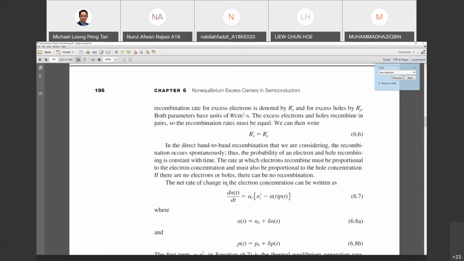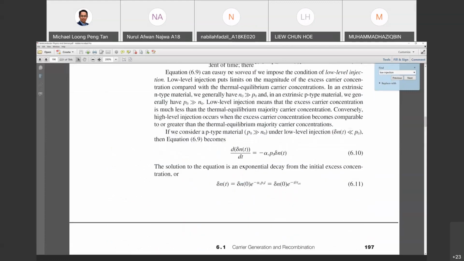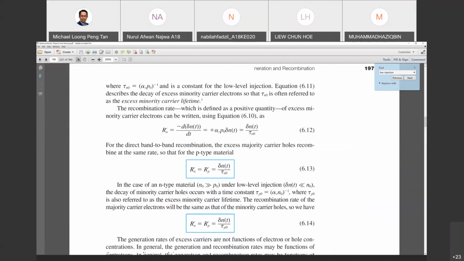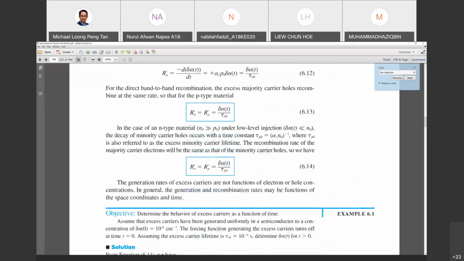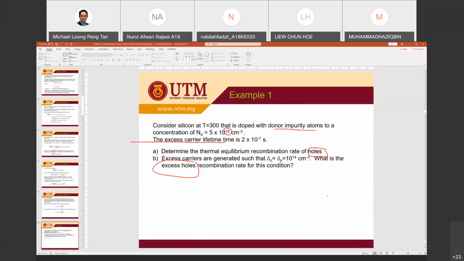Just go back and read again what I explained in this slide. It's not difficult. The first time maybe you don't really get it. Okay, then there's an exercise here. There's an example here. Let's see the example.